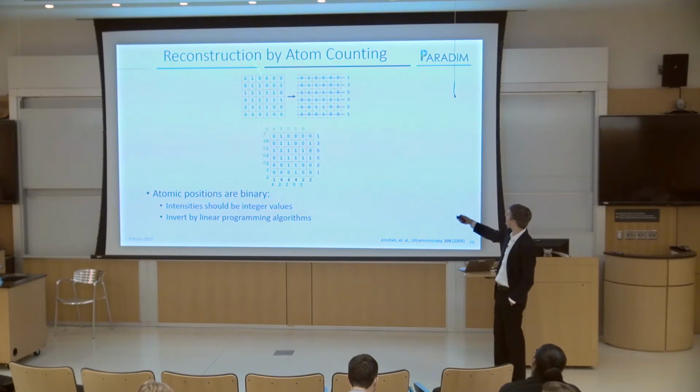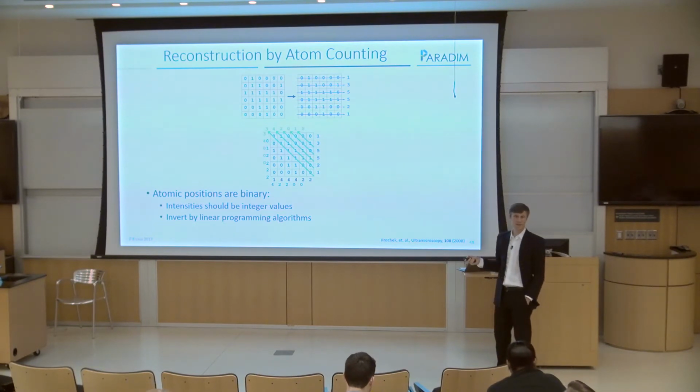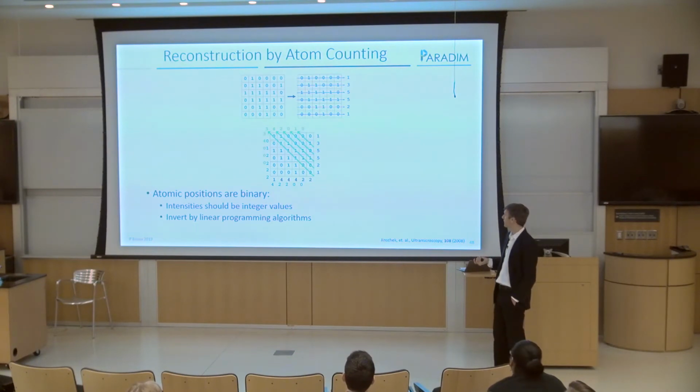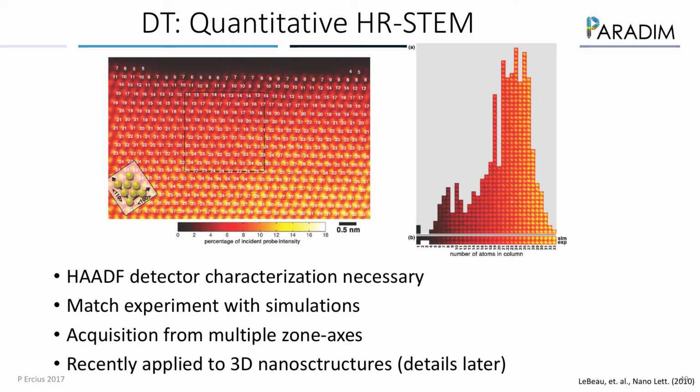But if we do it along many different orientations, we can figure out how many are in this row, in this row, in this row. So each projection along a different direction gives you a different number of atoms along that direction. And so inverting this is just linear algebra, pretty much, right? People have been doing this by doing quantitative HR STEM.